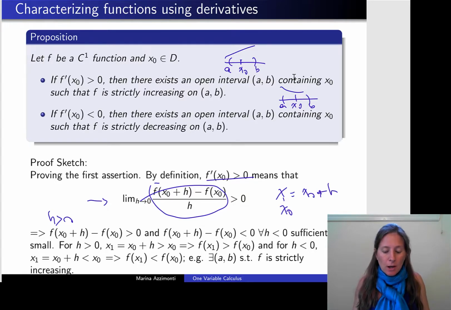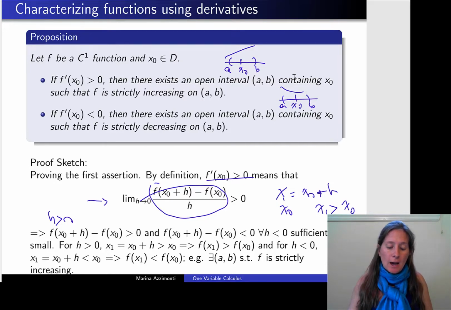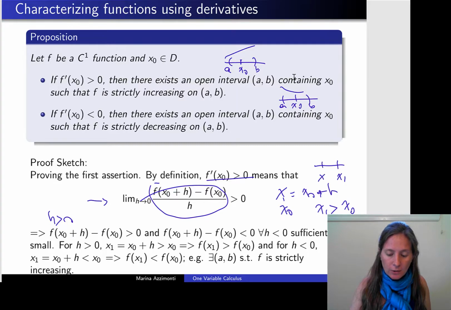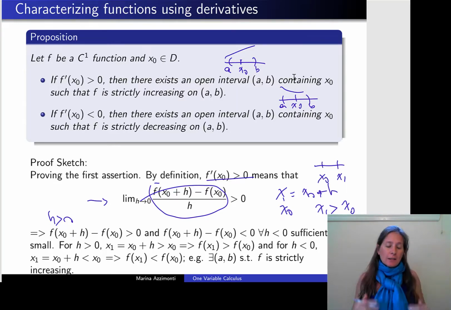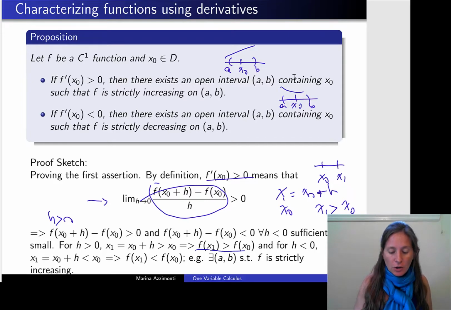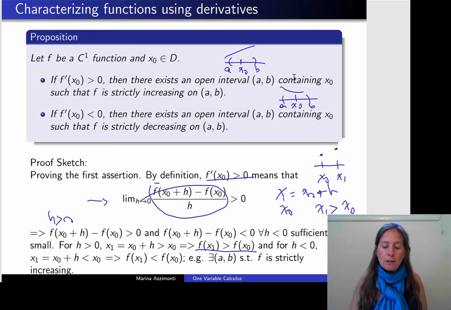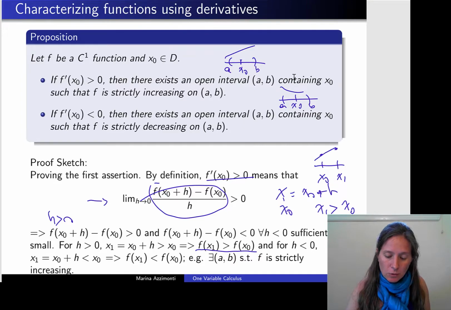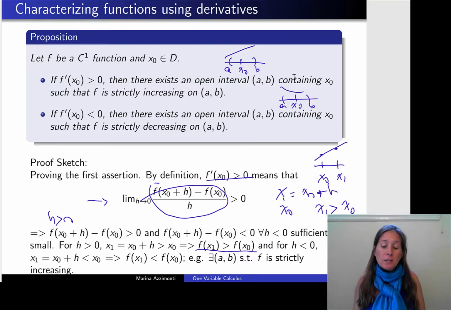Now, what does that mean? Well, if h is positive, then it means that what I called x1 is larger than x0. And so we have x1 here and x0 here. What does the part in the numerator say? Well, it's going to say that the function evaluated at x1 is going to be larger than the function evaluated at x0. And we know by definition that this is positive. So we can see that the function is going to be increasing.